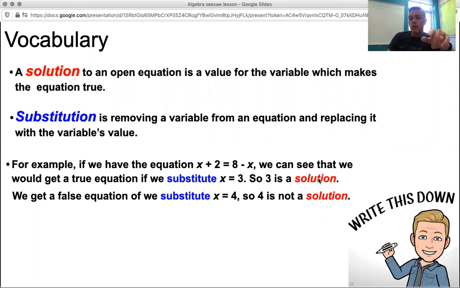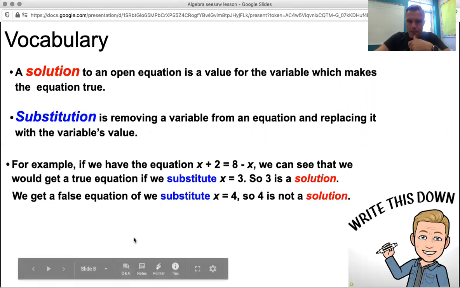Substitution is removing a variable from an equation and replacing it with the variable's value. So check out the example here. If we have the equation x + 2 = 8 - x, we can see that we would get a true equation if we substitute in x = 3, because 3 + 2 is the same as 8 - 3. However, we get a false equation if we substitute in x = 4, because 4 + 2 and 8 - 4 are not the same.